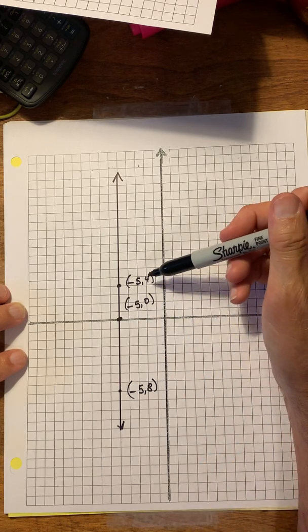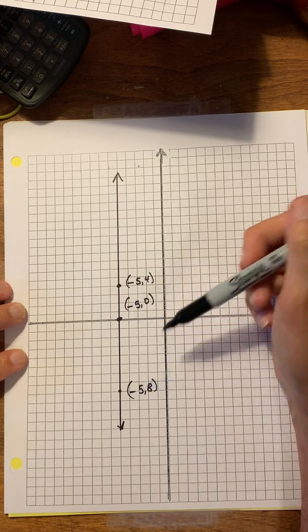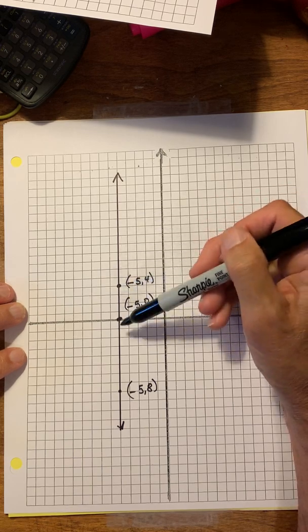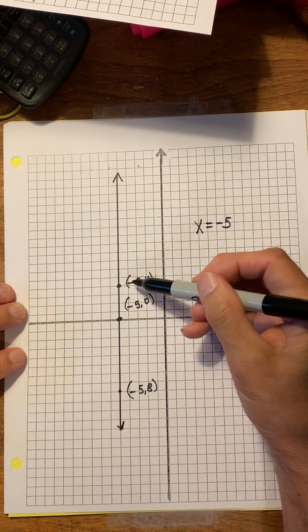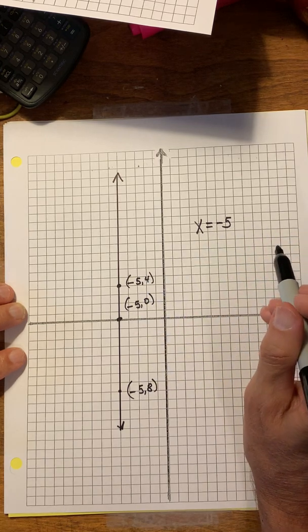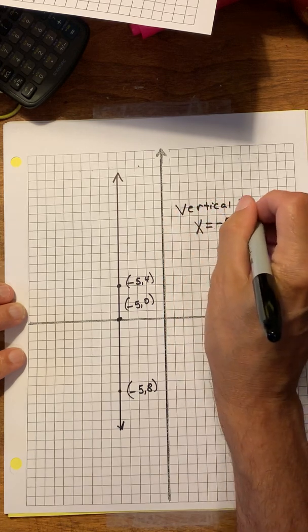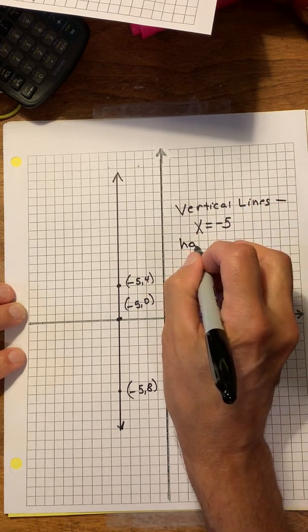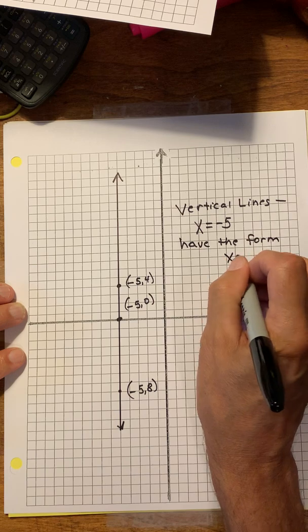Hey, do you have an idea as to what the equation of this line is? Are you noticing that every x coordinate is -5? So we shouldn't be surprised that the equation or the name of this line is x equals -5. Why? Because every single point has an x that is -5. Vertical lines, x equals -5, have the form x equals something.